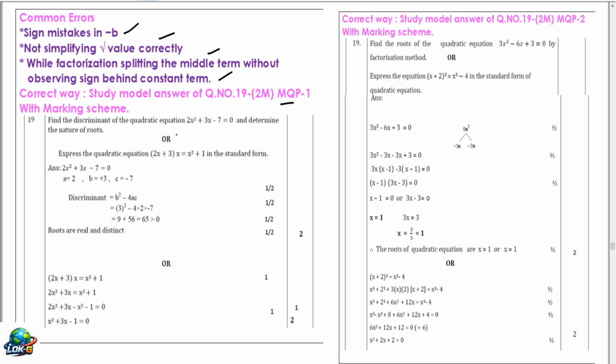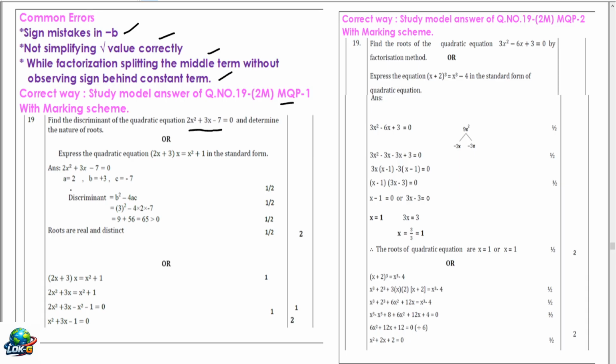Find the discriminant of the quadratic equation 2x square plus 3x minus 7 is equal to 0 and determine the nature of roots. Express the quadratic equation in the standard form. Question appeared for 2 marks, very easy question.